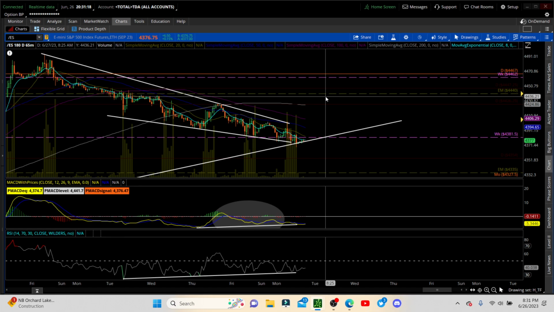So that's what I was keying in on: bullish divergence, falling wedge, support, trend support, and right at that support zone for the weekly time frame. So, weekly zone. This is a great setup in my mind to at least get a bounce, and that bounce we'd be looking for, again, into this 4440 zone.